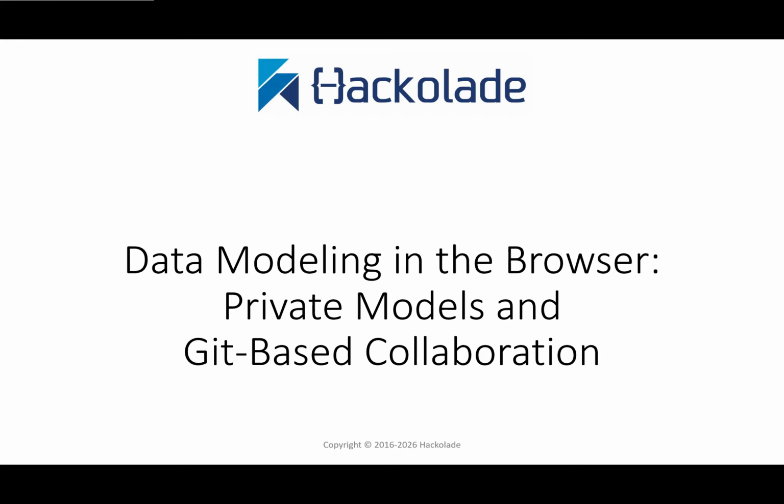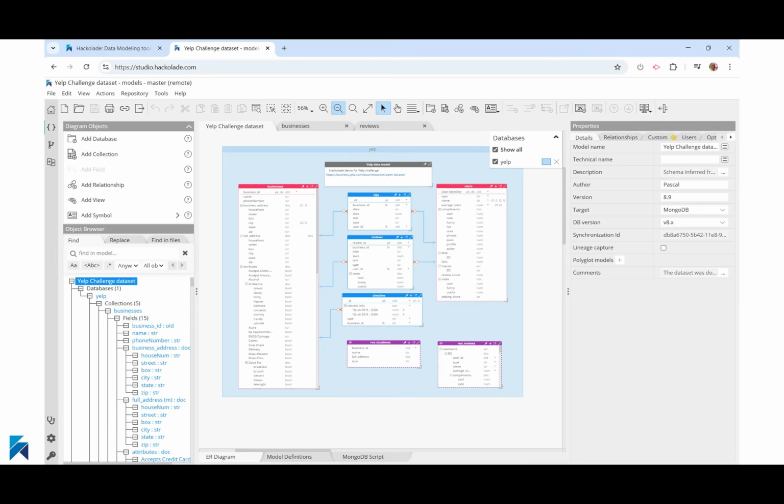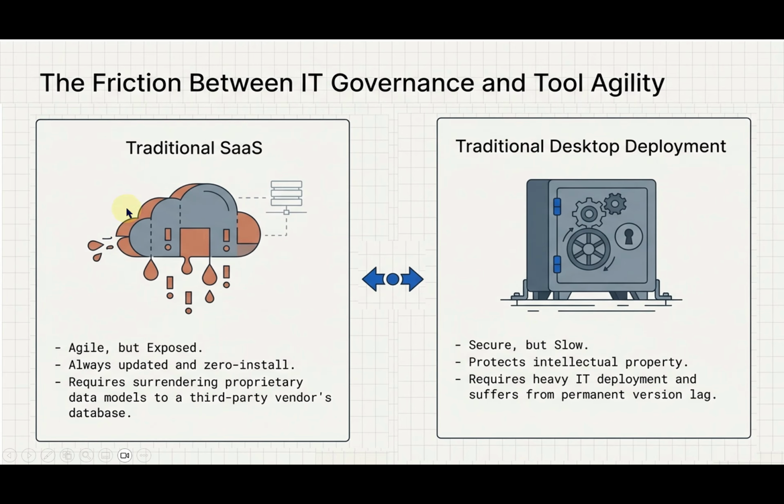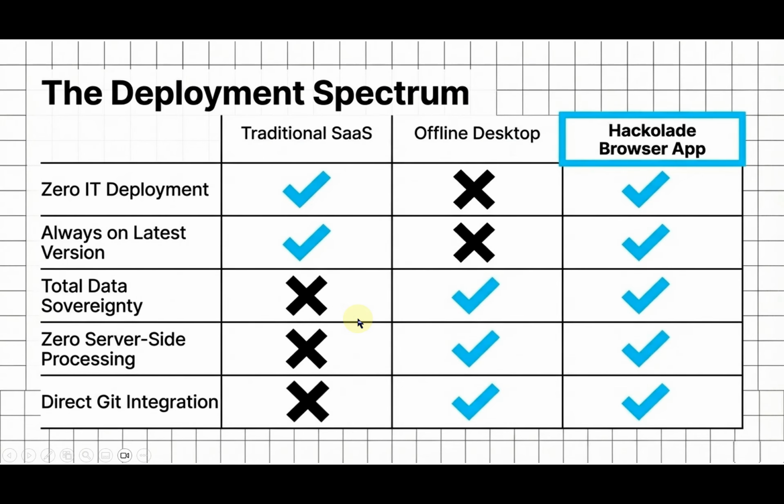In this short demo, I'll show how Hackolade Studio runs directly in your browser, using a security-first, serverless architecture. Traditionally, data modeling tools fall into two categories: either SaaS platforms, where your models are stored in the vendor's cloud, or desktop tools connected to a proprietary server, which require installation, maintenance, and infrastructure. Hackolade takes a different approach. It combines the convenience of the browser, the privacy of local execution, and the collaboration power of Git.